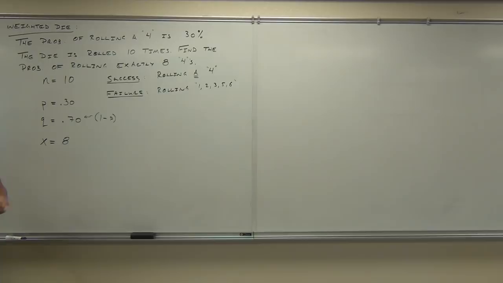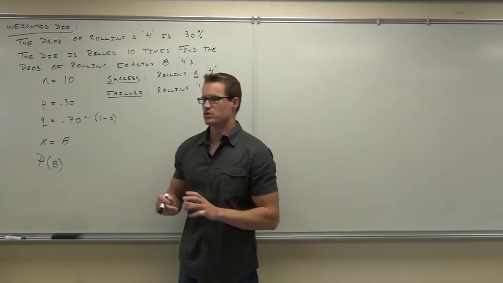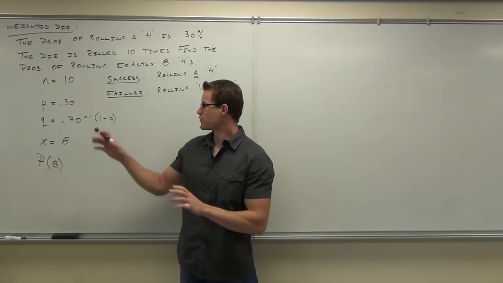Last up, now comes the question, how do we find the probability of exactly eight successes? Probability of eight successes. I want you to notice how the four is not here. We're not finding the probability of a four. Four is going to be irrelevant. What this comes down to is the number of successes you're looking for out of a certain number of trials. The fact that we're rolling fours, that's all great, but we're actually just looking for the number of successes.